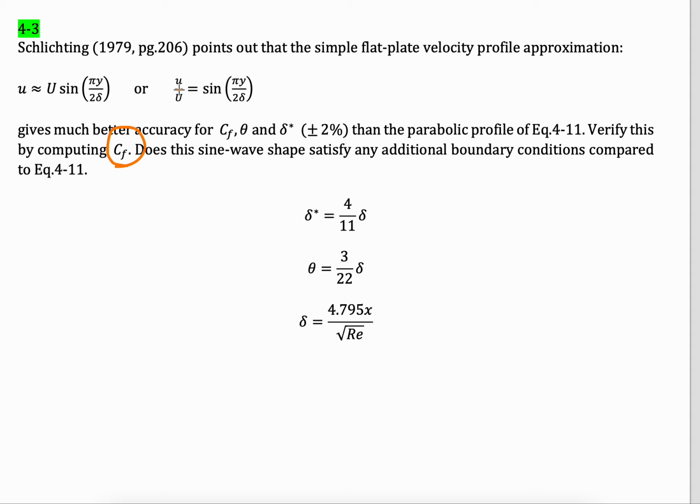You have a u over U here. You just substitute the value of u over U in the equation of delta star and theta, and then you equalize. You do the integration between two values of shear stress, one from the von Karman equation and another one from Newton's law of viscosity, and you will get the value of delta here is 4.795x over square root Reynolds.